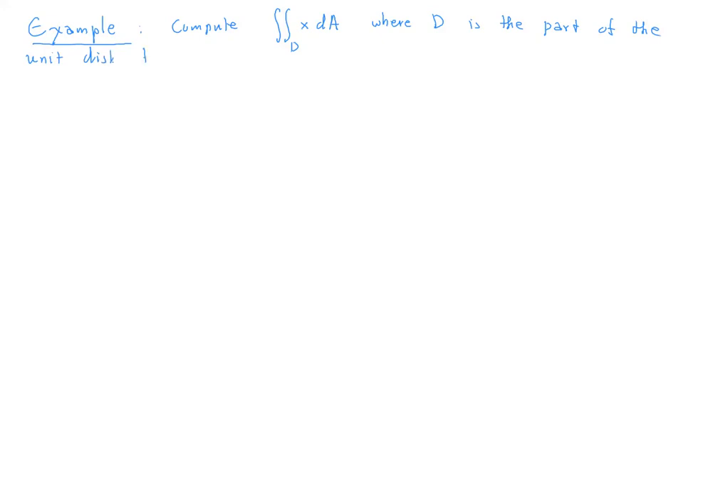So as our first example, let's compute the double integral over D of x dA, where D is the part of the unit disk that lies in the first quadrant.